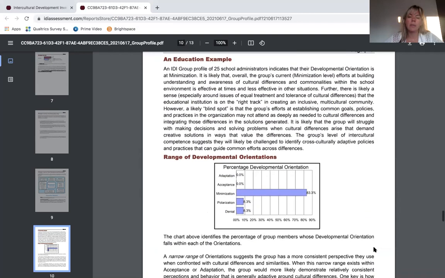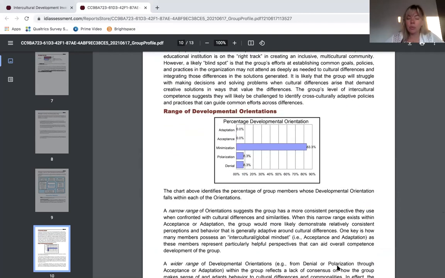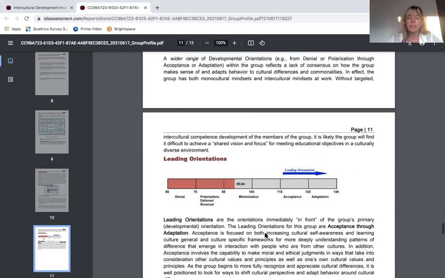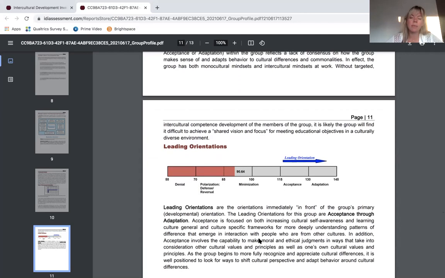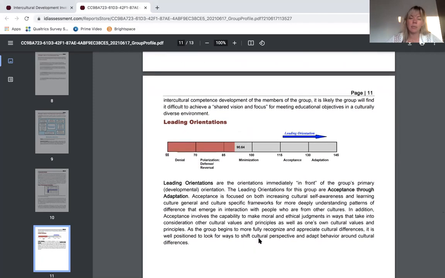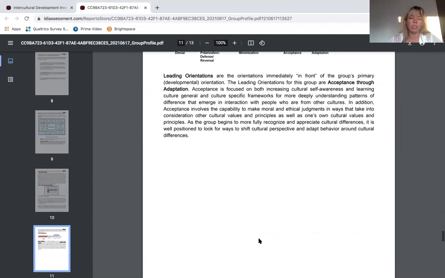Okay, so in this group, you can see that a large number of the group was in minimization, and then there were a few of us in polarization and some in denial. That's all fine. It just makes our group really unique, with some areas to explore. What's good is that we're continuing to grow and we're leading in a particular way. We're leading towards minimization and acceptance through adaptation, which is a good forward motion.